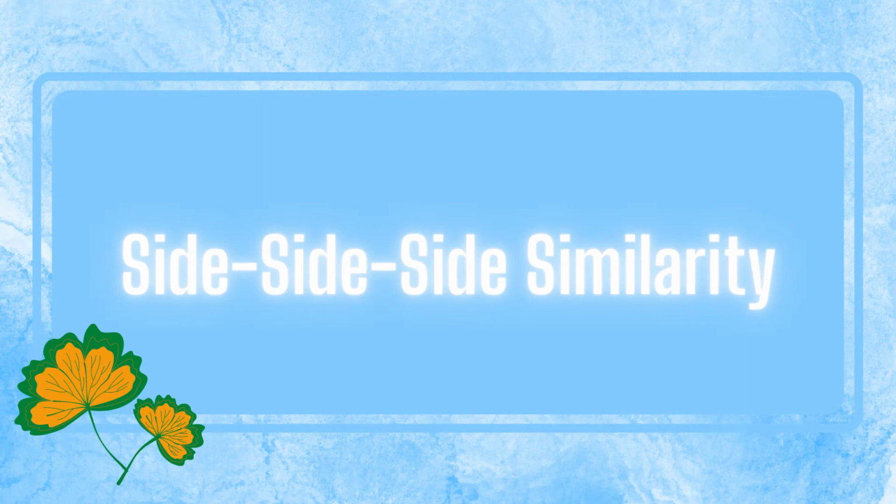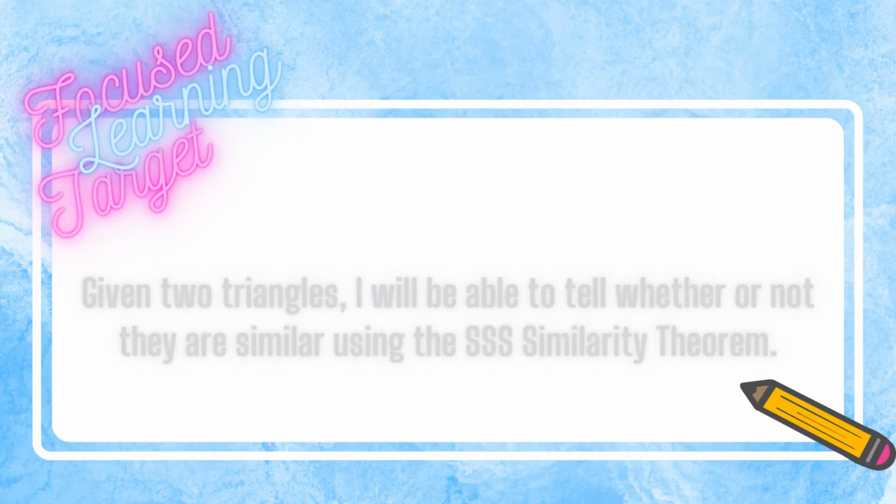Hi everyone! Today we'll be taking a look at side-side-side similarity. Here's today's FLT. Given two triangles, I will be able to tell whether or not they are similar using the SSS, so side-side-side similarity theorem. Last time we talked about angle-angle similarity, and today we'll be talking about side-side-side similarity.